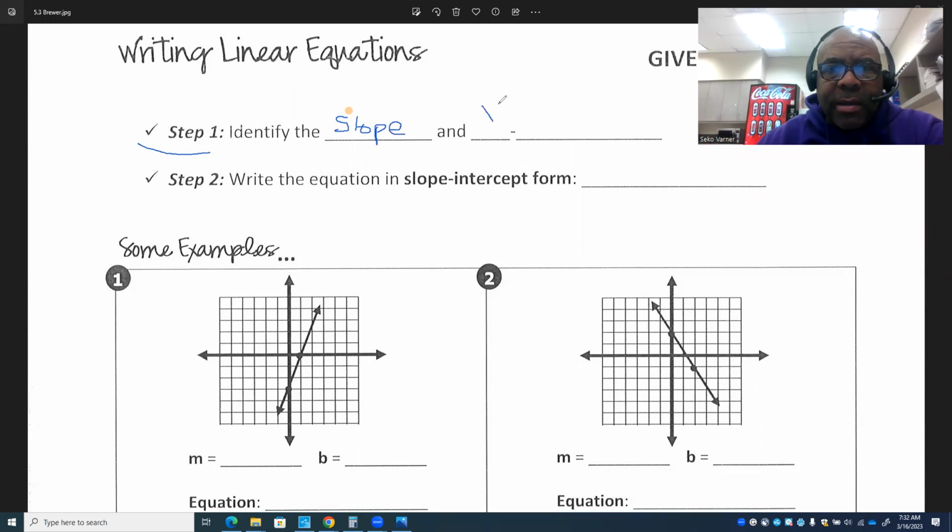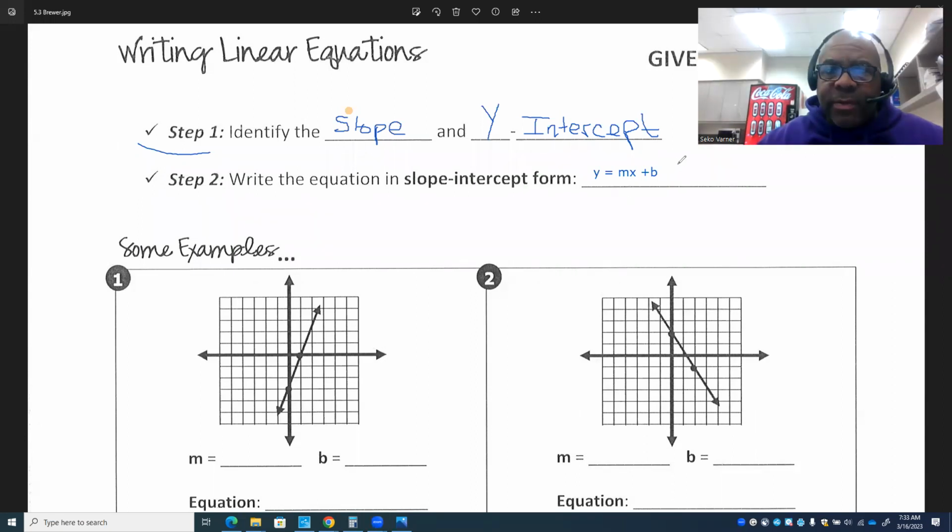and the y-intercept. I may spell intercept wrong. Intercept. Yeah, so in this case, we're going to identify the slope and the y-intercept, okay? And things we have to take into consideration. Writing the equation in slope-intercept form.